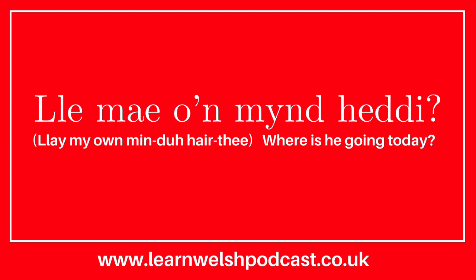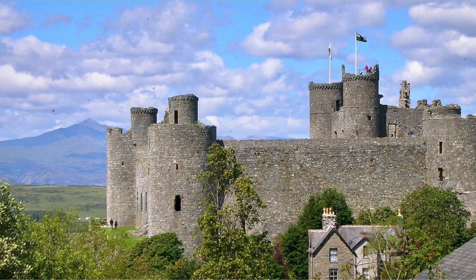Lle, where. Mae o, is he. The apostrophe N links to mynd, going. Heddi, today. Lle mae o'n mynd heddi? And you could answer that two ways. You could say, he's going somewhere, or use the person's name. Let's start with a he is going somewhere sentence.